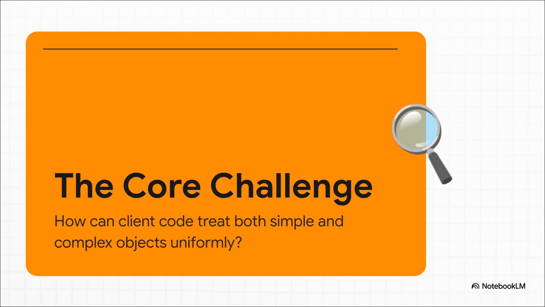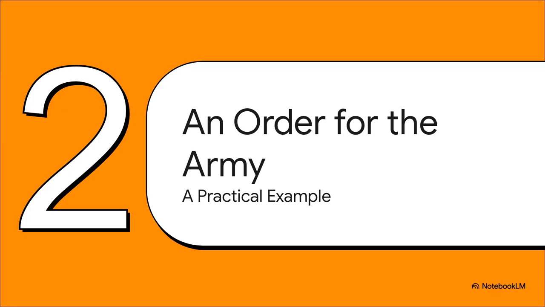Right, so here's the core challenge, the big goal. We want the part of our code that's giving the instructions, the client code, to be blissfully ignorant. It shouldn't have to know or care whether it's talking to one object or a massive collection of them. It just wants to shout one command and know that it'll work. Period. To really nail this down, let's head back to our army analogy.